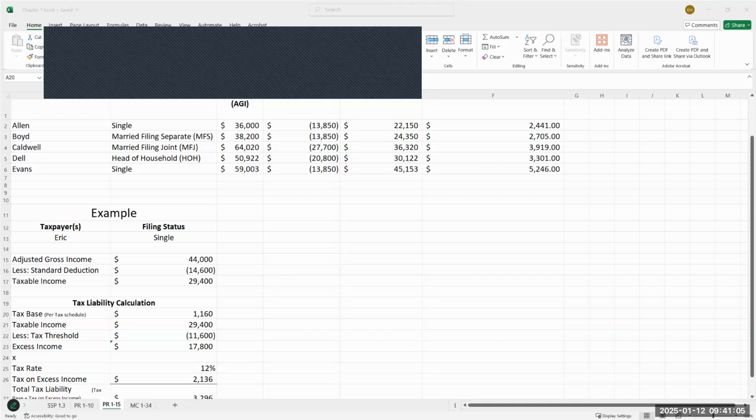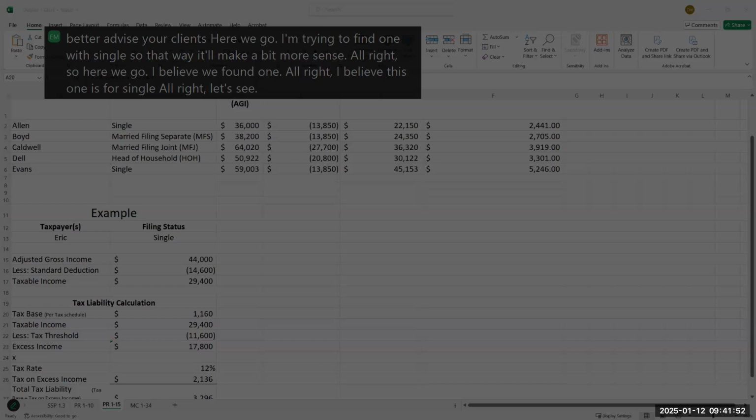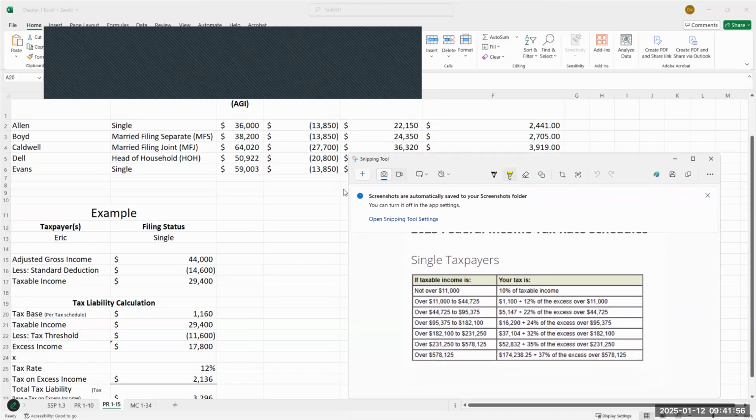Here we go. I'm trying to find one with single so that way it'll make a bit more sense. All right, so here we go. I believe I found one. All right, I believe this one is for single. Oh no, here we go. All right, perfect. So we're just going to use an example for a single individual, right? So that way you can see how it works.